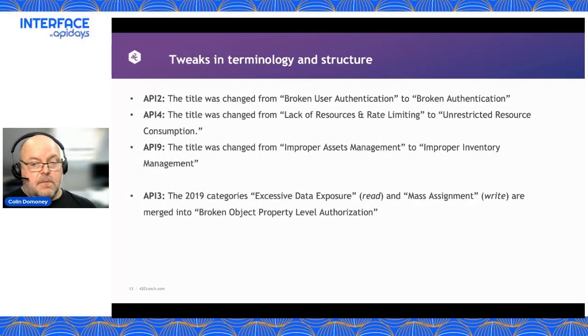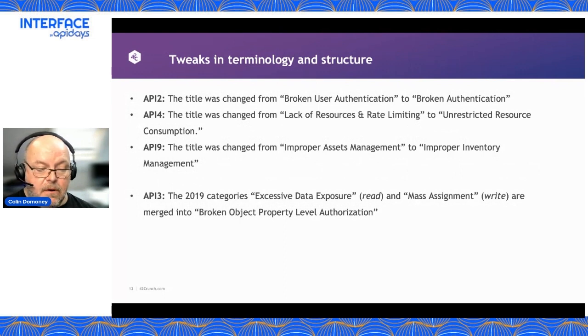Okay, and then just to recap and getting to the end of the chat, so if you do have questions, we're going to move to questions in a moment. A couple of the name changes and terminology changes that we've seen. I think broken user authentication changing to broken authentication. I think that just reflects the changing nature of APIs. They're no longer solely the domain of users. Obviously, we've got machine connections.